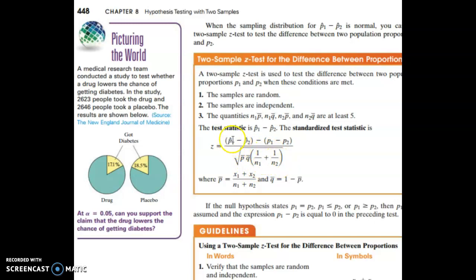On top, we're basically just subtracting the proportions from each of our samples. This part here, we assume that the population proportions are equal, so this will go to 0 since they're equal to each other. So we just have this subtraction of the sample proportions is all that's on top.